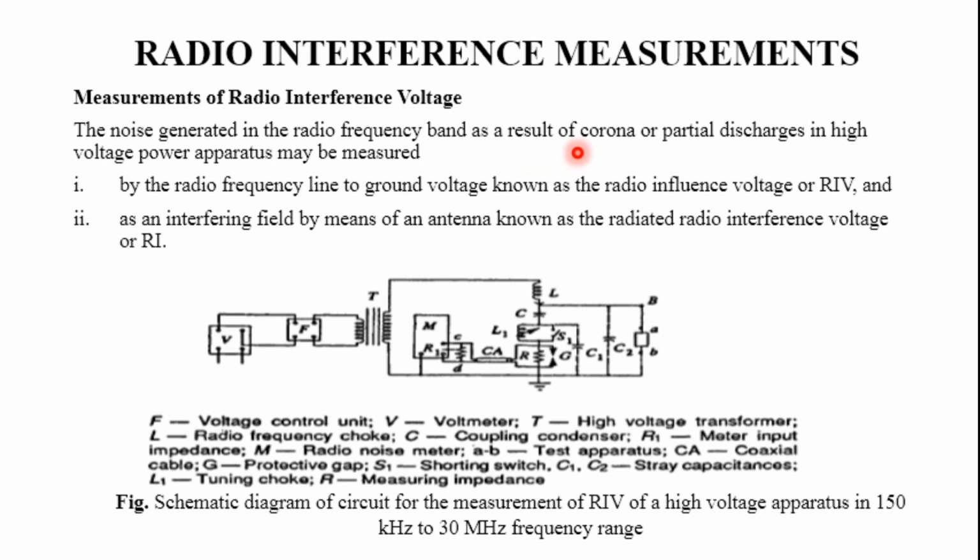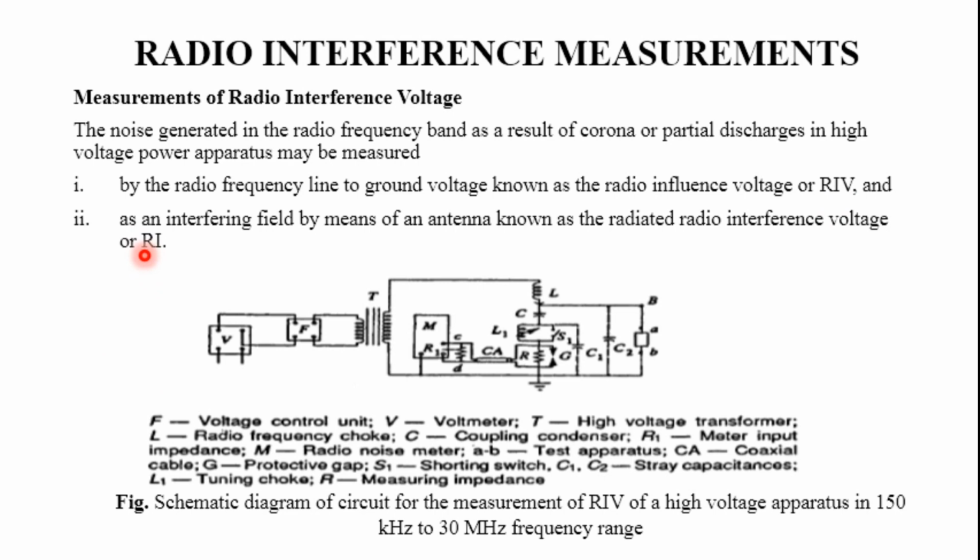So the corona or partial discharges in high voltage power apparatus may be measured using two different methods. First, by the radio frequency line to ground voltage, known as radio influence voltage or RIV. Another is the interfering field measured by means of an antenna, known as radiated radio interference, or generally RI. Normally the tests and measurements done in the laboratory are RIV measurements, whereas field investigations with portable radio receivers are RI measurements.